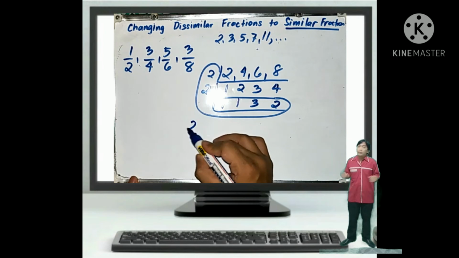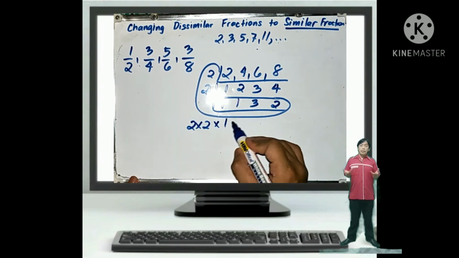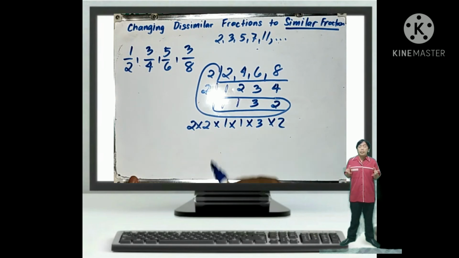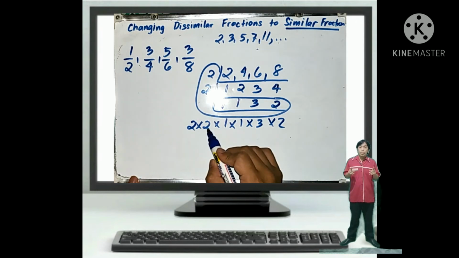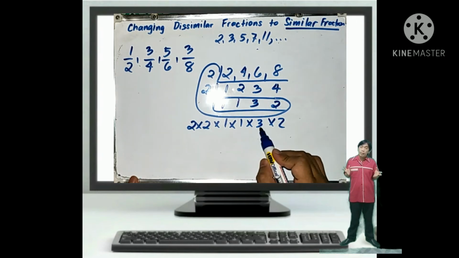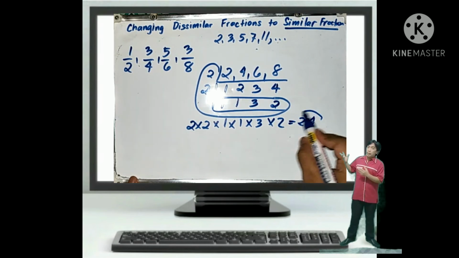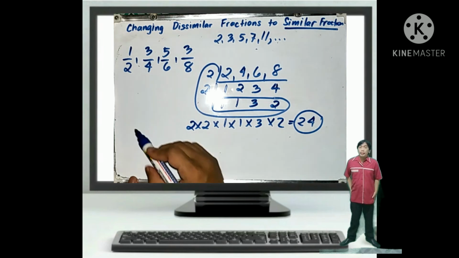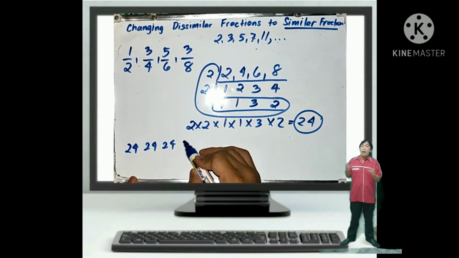Are they all prime numbers? Yes. So we have the LCD, 2 times 2, times 1, times 1, times 3, times 2. So, we may just disregard ones. Okay, so 2 times 2 is 4. 4 times 3 is 12. 12 times 2 is equal to 24. So 24 is what we call the LCD. Now, let's write 24 as the denominators.